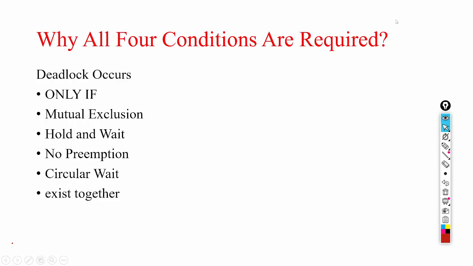Why did we discuss all four conditions? Why are all four conditions required? That is one of the most important concepts in operating systems. Deadlock requires all four conditions simultaneously. Suppose we remove any one condition. If resources are shareable, mutual exclusion disappears. If resources can be forcibly removed, no preemption disappears. If a process never holds a resource while waiting, hold and wait disappears. Therefore, the deadlock prevention techniques focus on breaking one of these conditions.